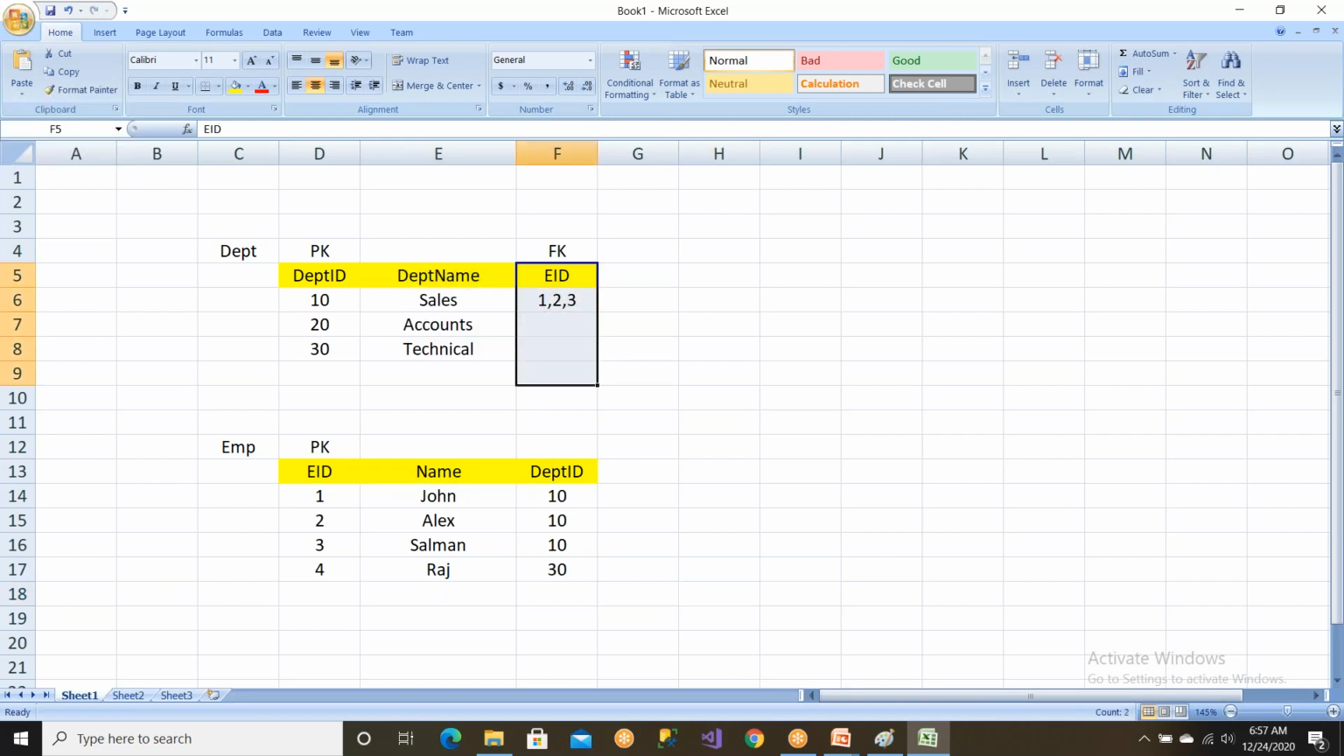Clear? Whether your design is right or wrong, you will come to know when you insert the data and see your structures. When you insert the data, you will come to know you're ending up with this kind of issues. Now you will decide, no, this is the wrong design. So this is not the way. Clear? So only when you insert the data will you come to know whether your design is right or wrong.